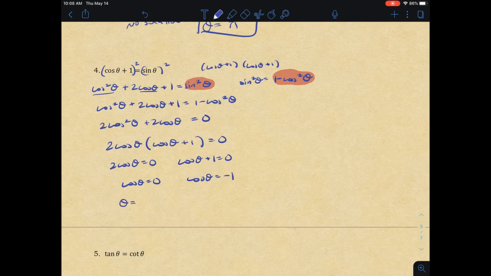And then from here, just solving this out, right? What makes cosine equal to 0? That'll be pi over 2, 3 pi over 2. Again, we're only looking at angles between 0 and 2 pi because those are the directions. And then when does cosine of theta equal -1? Pi. Now this is where to be very careful though, because if you stop here, you'd be incorrect. What we need to do next is check for extraneous solutions.